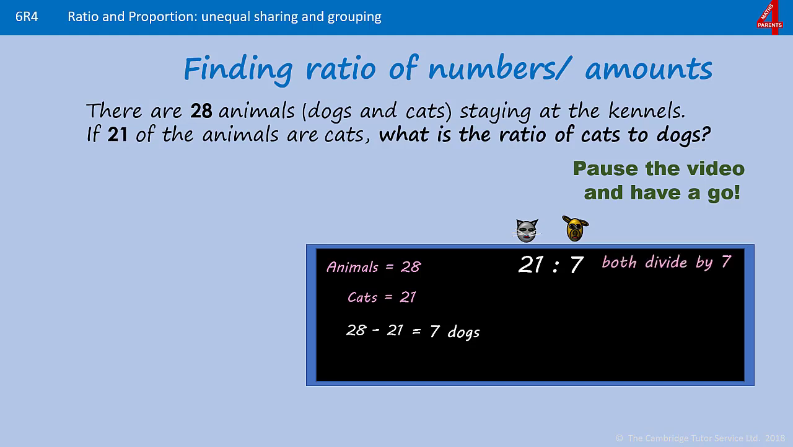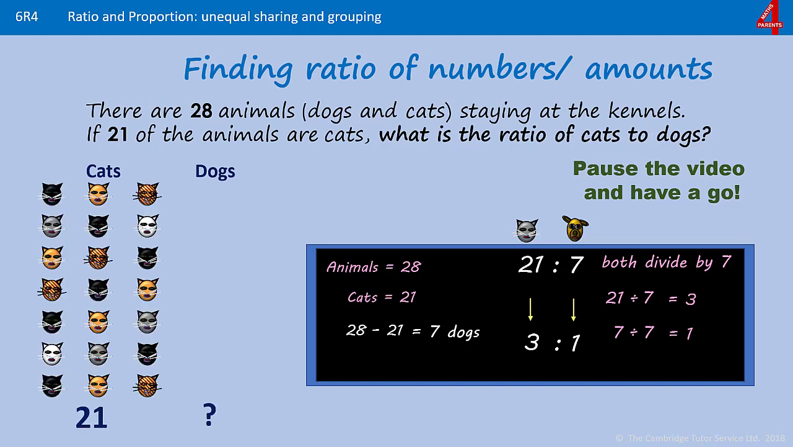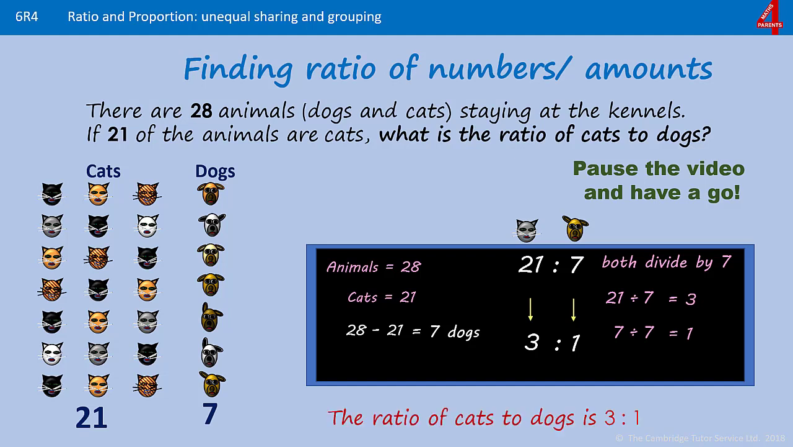Remember, you need to simplify this. Both numbers will divide by 7. 21 divided by 7 is 3 and 7 divided by 7 is 1. So simplified, the ratio of cats to dogs is 3 to 1. If we look at the images for that, we have 21 cats and how many dogs? If for every 3 cats there's 1 dog, we have 7 dogs. The ratio of cats to dogs is 3 to 1. For every row of 4 animals, 3 are cats and 1 is a dog.